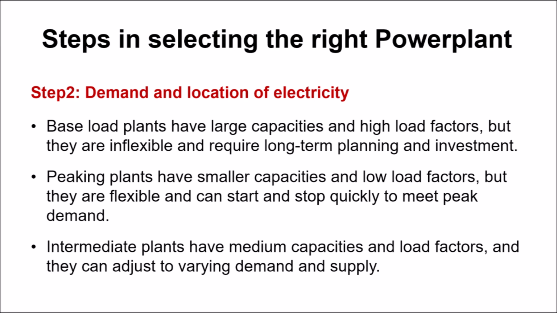Intermediate plants such as combined cycle gas turbines and biomass have medium capacities and load factors, and they can adjust to varying demand and supply. Therefore, you need to match the power plant type to the demand profile and location of your project.